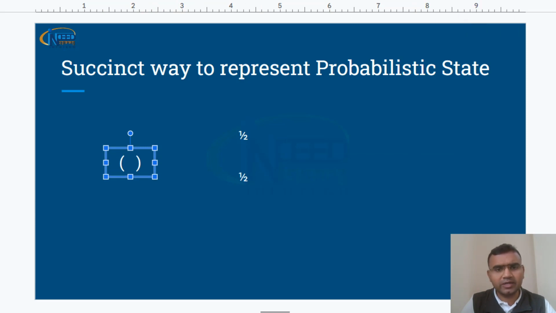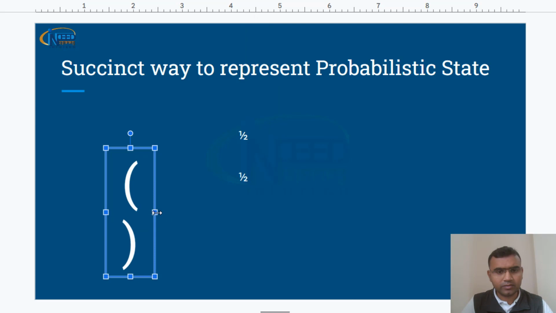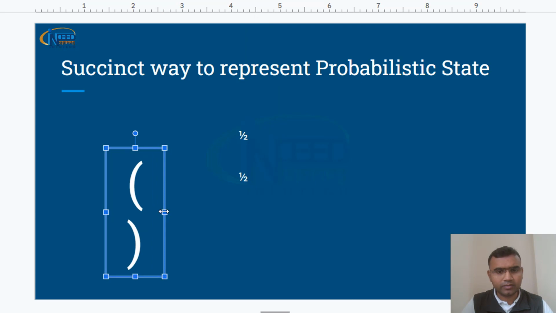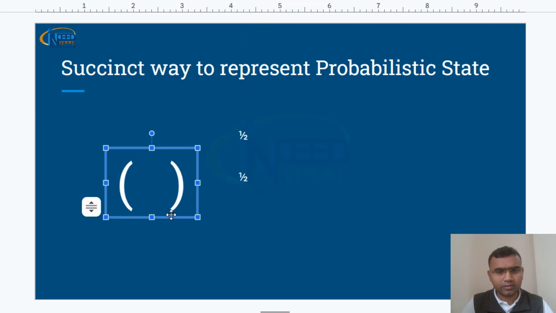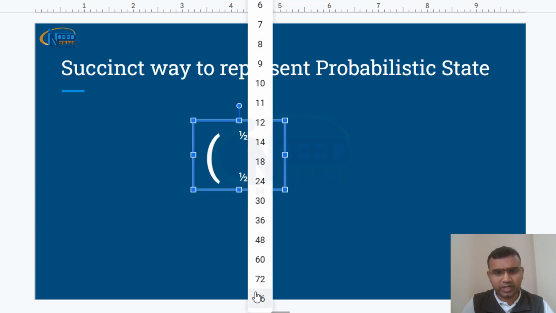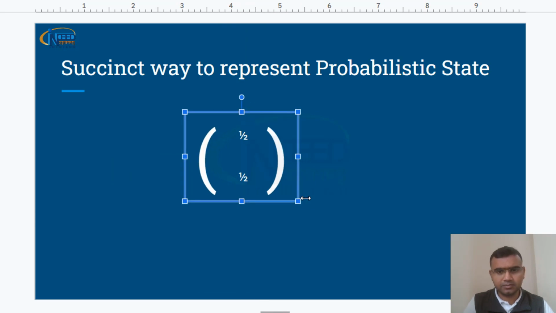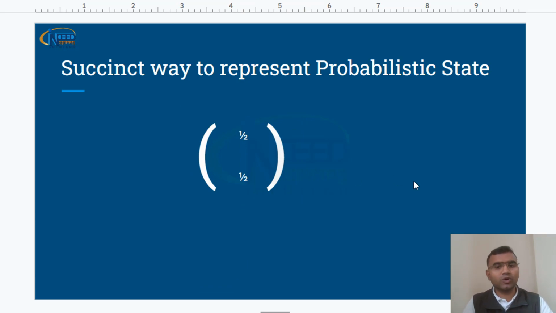So this is how we can represent. Okay, so this is how we can represent. This is a better way to represent the probabilistic state. Now, whatever systems you have, you can find out the probabilities.